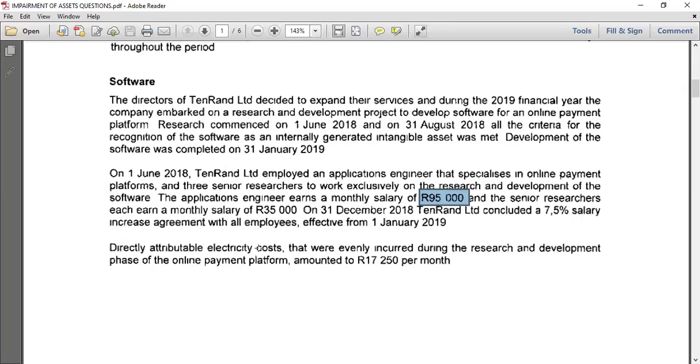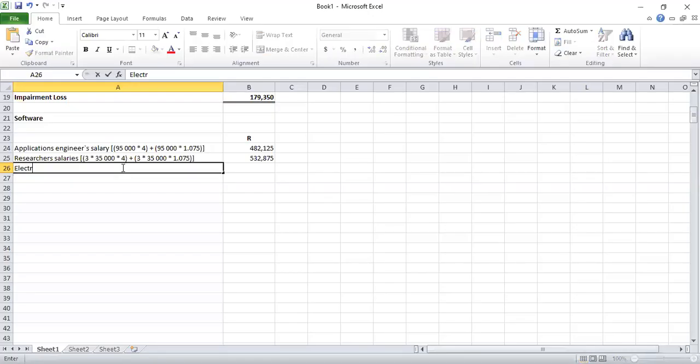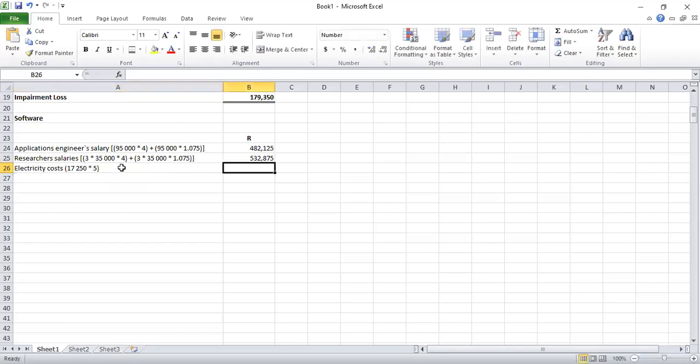Then directly attributable electricity costs that were evenly incurred during the research and development phase of the online payment platform amounted to 17,250 per month. And we know that our development months are from September to January, which is 5 months. So we can have electricity costs. 17,250 times 5 months, from September until January, is 86,250.